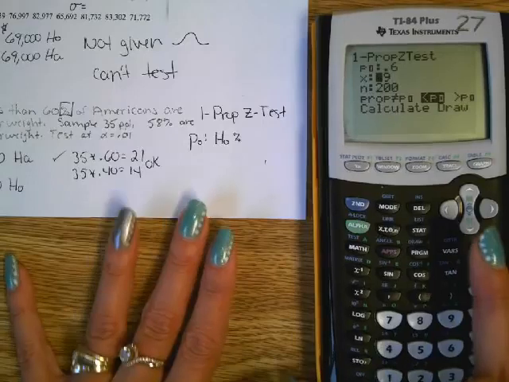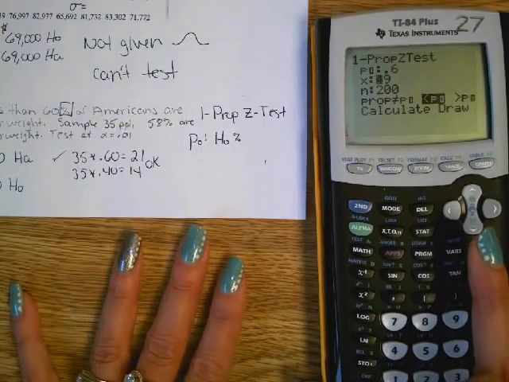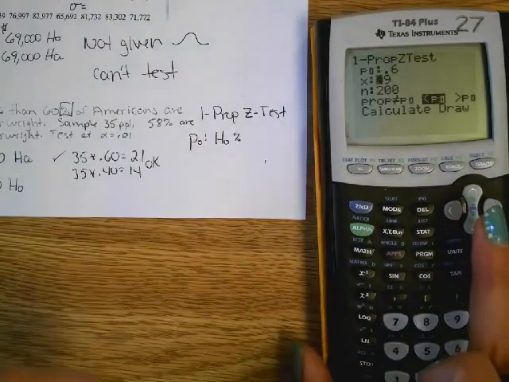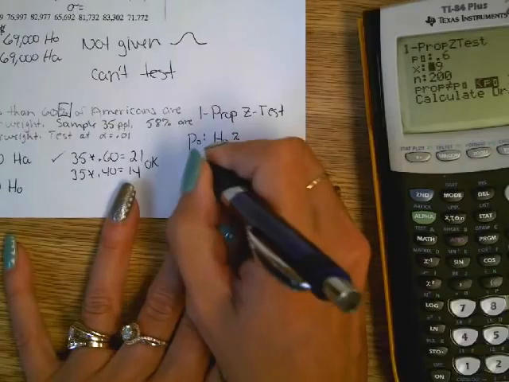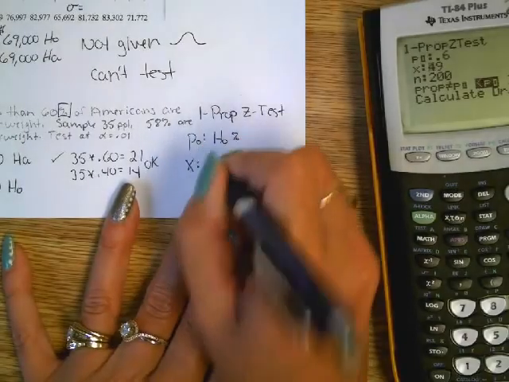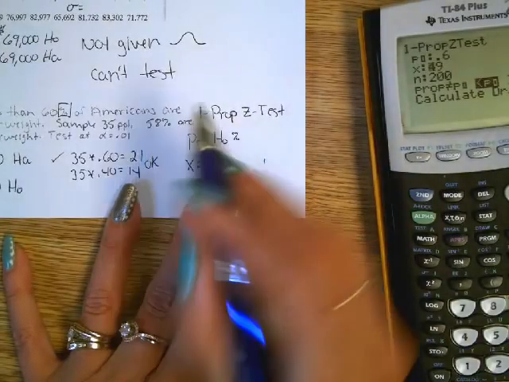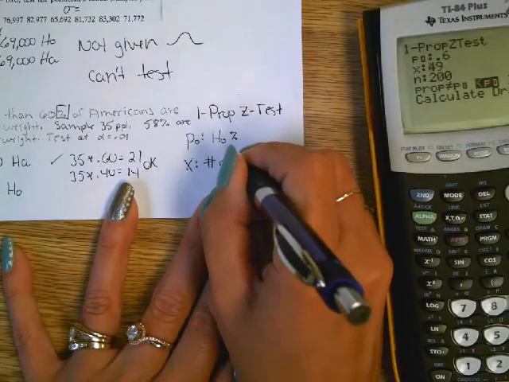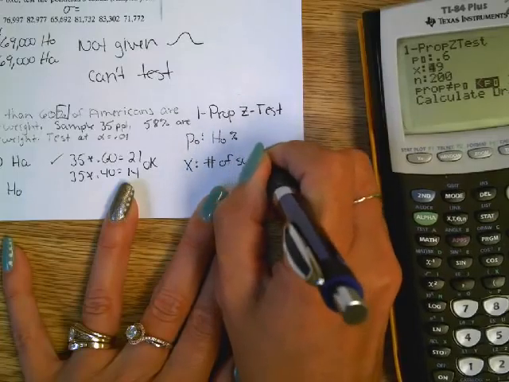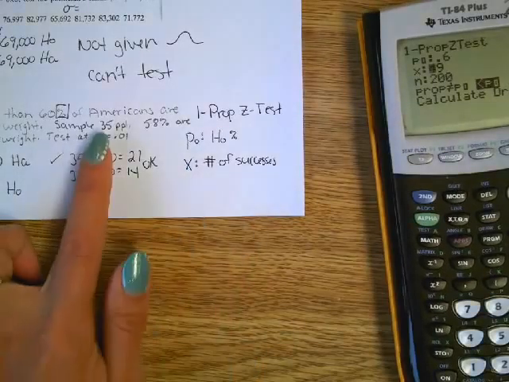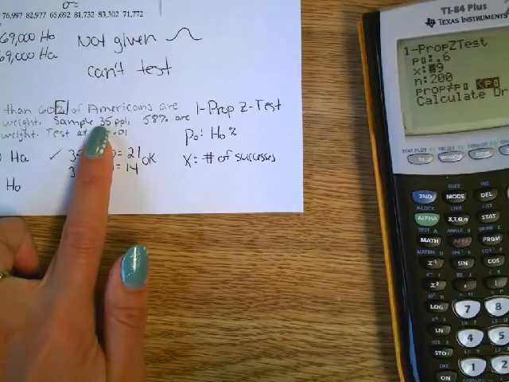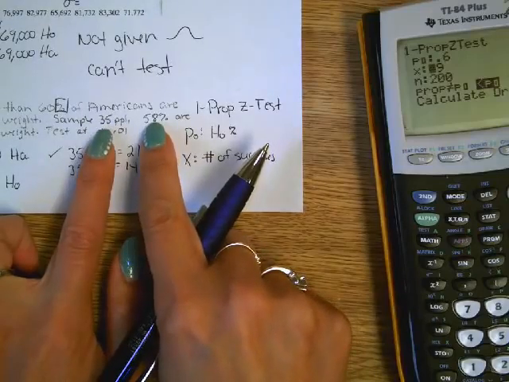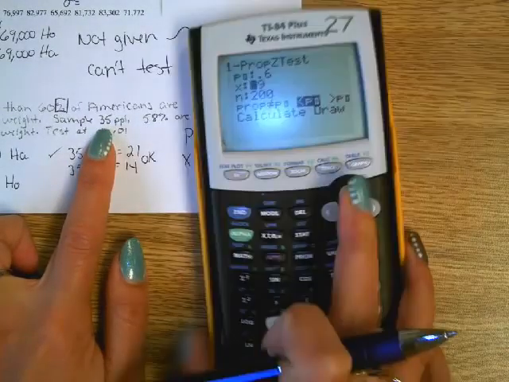Then it wants X and N. What do you think X represents? It is the number of successes. Did I tell you how many successes? No, I gave you the percent of successes. So this has to be the number of successes. So out of my 35 people, how many were overweight? How do I calculate that? You just multiply by your percentage, and it has to be a whole number. So you can do that right on this line right here.